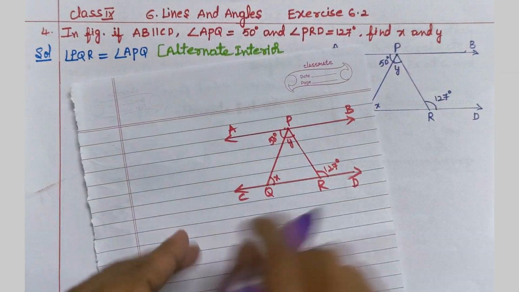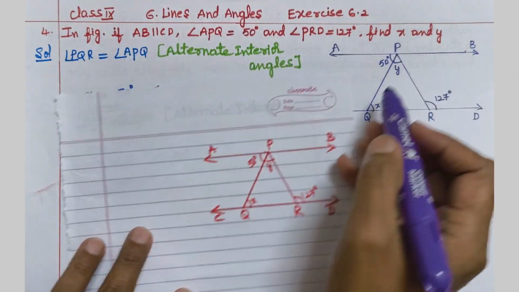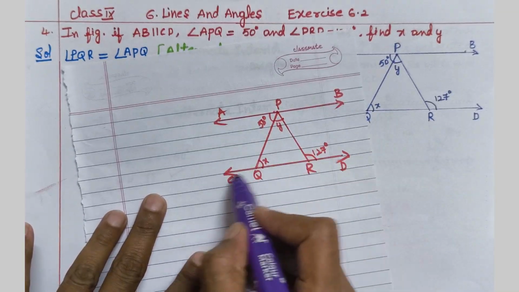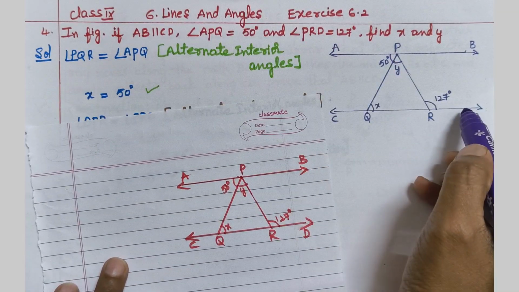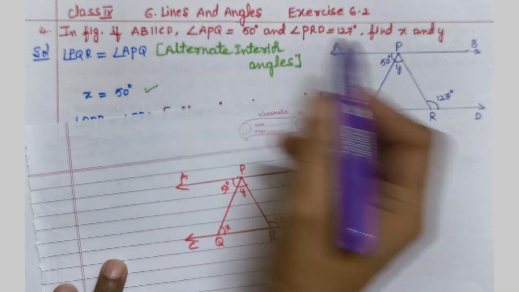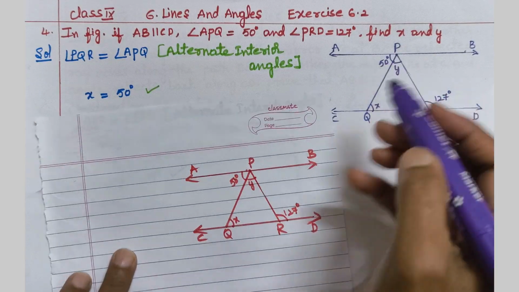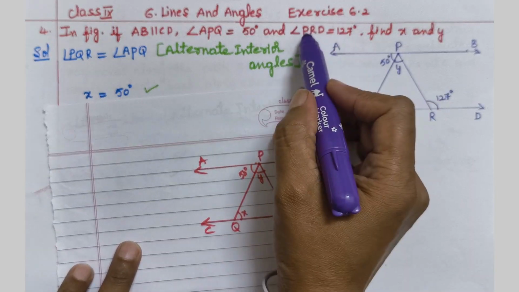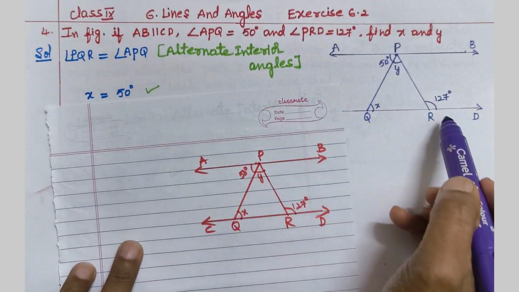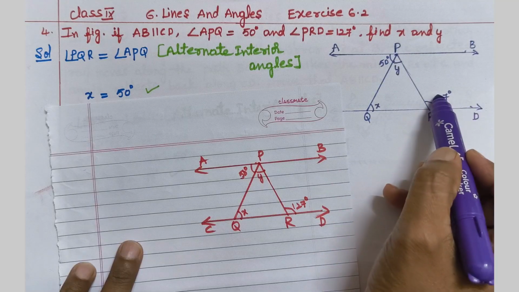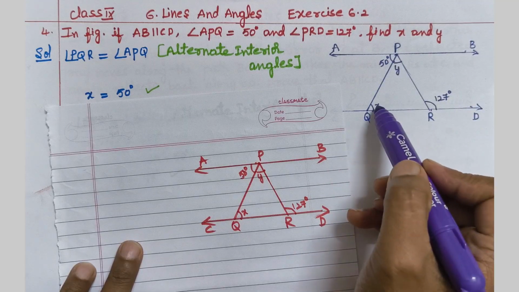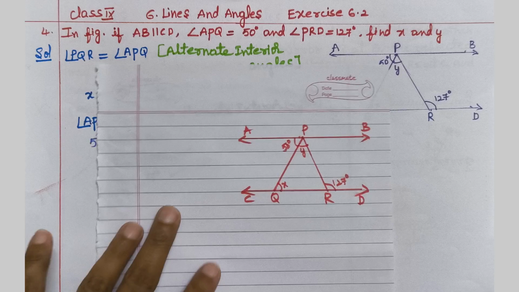See beta, the question is that in the figure AB is parallel to CD. These two lines are parallel. Next, angle APQ is how many degrees? 50 degrees. Next, angle PRD is 127 degrees. Now we will find the X value and the Y value.